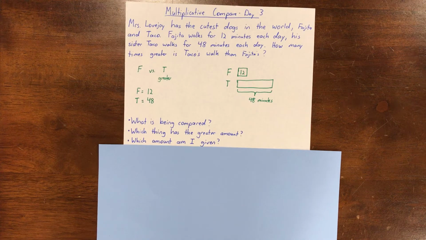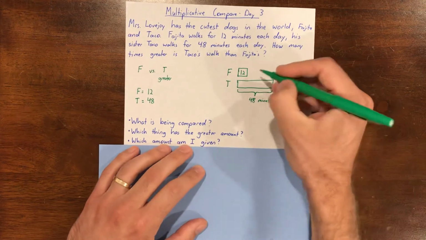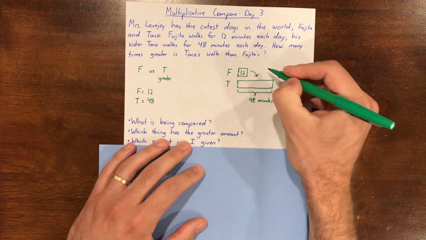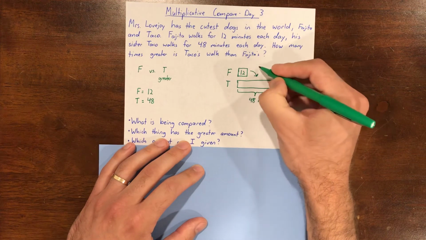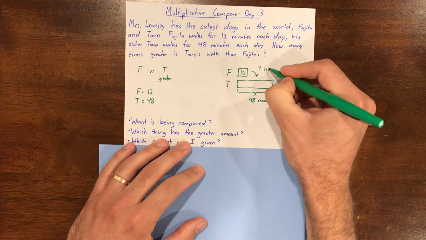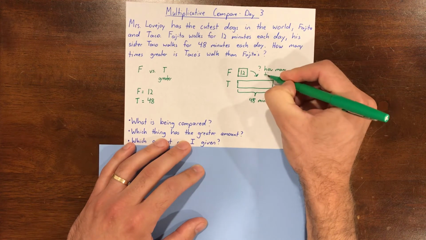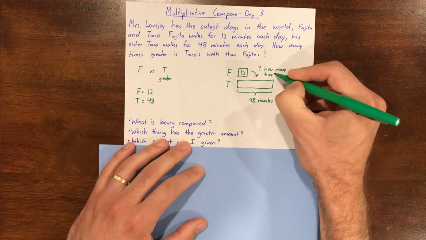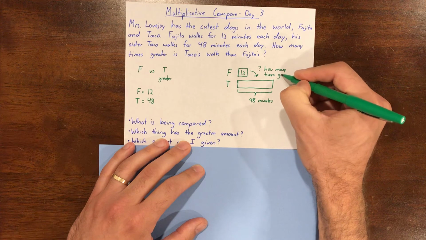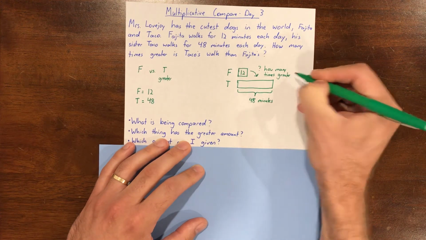So I'll note that on my tape diagram by drawing an arrow from the smaller to the larger amount and saying something like, question mark, how many times greater? Okay.